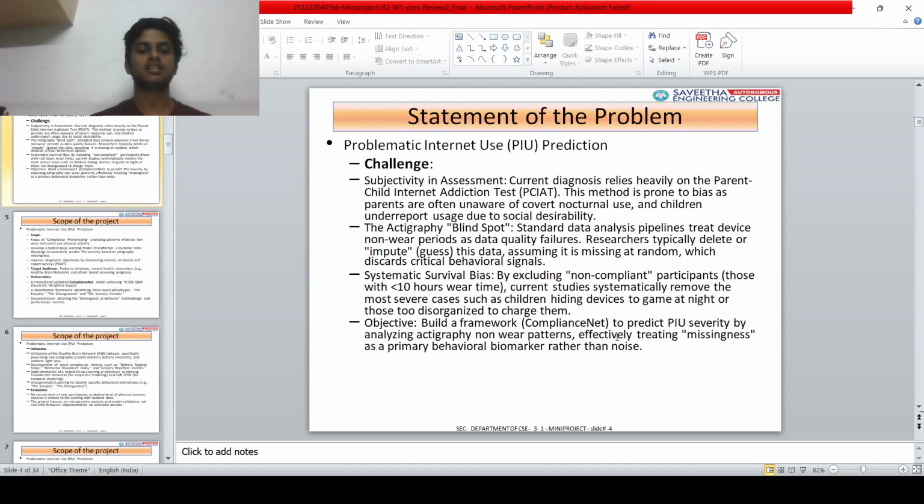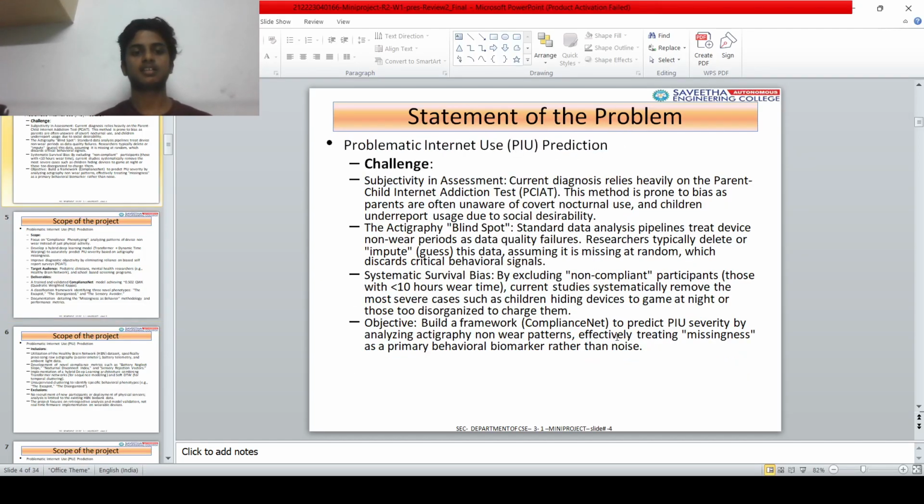The first major challenge is subjectivity in assessment. Parents may not be aware of secret or nighttime internet usage. Children may intentionally underreport their internet usage. This leads to incorrect PIU severity estimation.